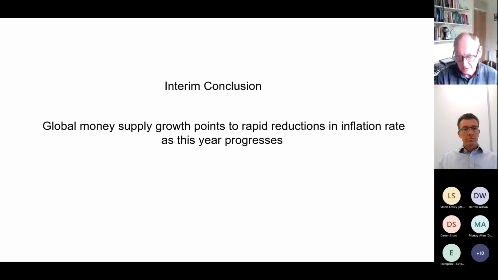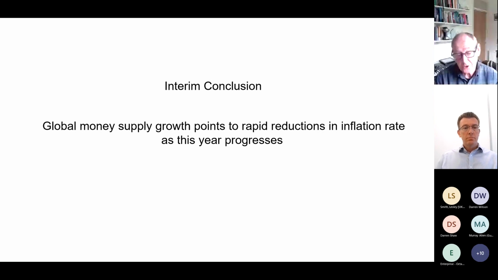Now, here's the interim conclusion. If you look at global money supply growth, this shows that inflation around the world, the rate of growth, is going to fall significantly. America has already gone to 6%. We have a whole set of problems, which means our rate is somewhat higher.